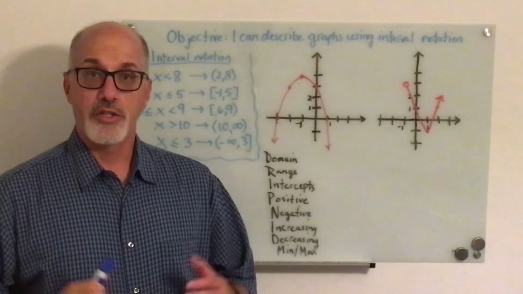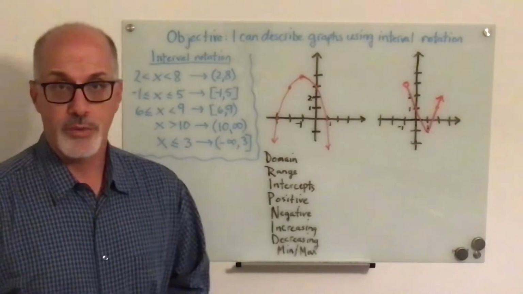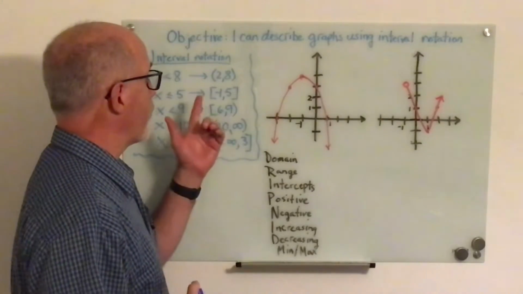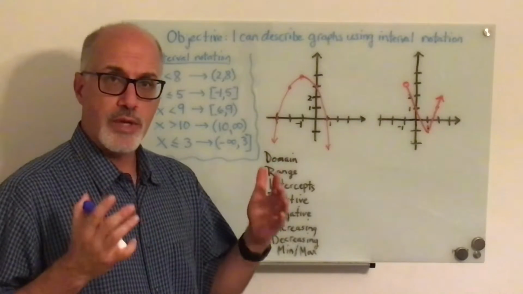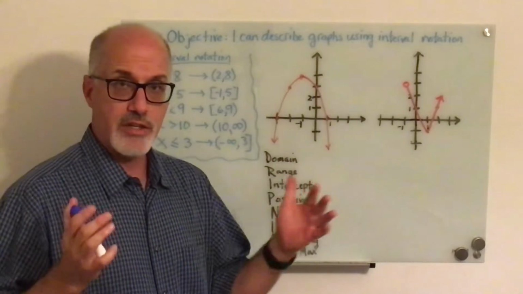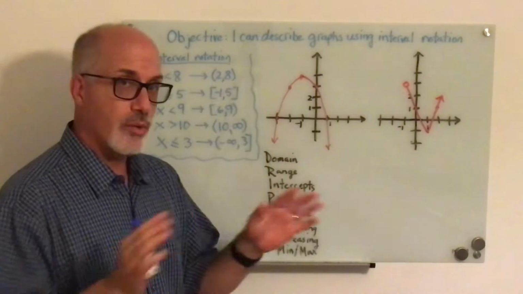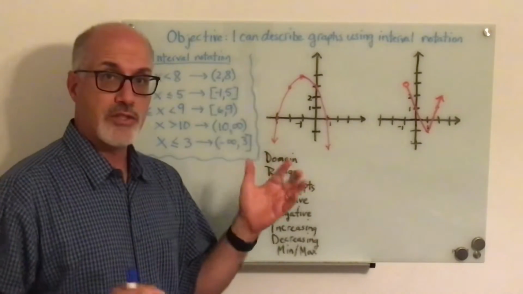This lesson is about describing graphs using interval notation. So we'll briefly talk about interval notation. Interval notation represents two numbers which are the endpoints of the interval and whether you include them or not. A parentheses means you don't include them, a bracket means you do.